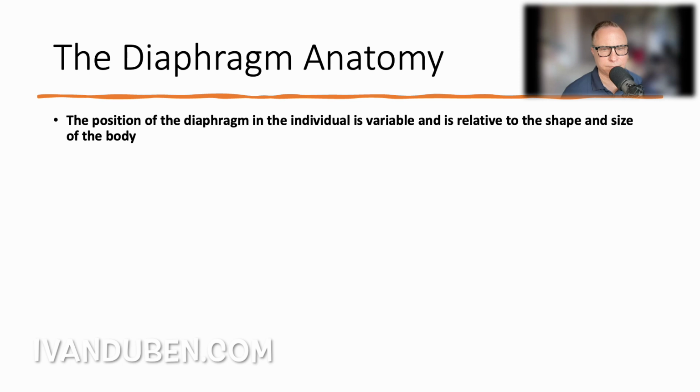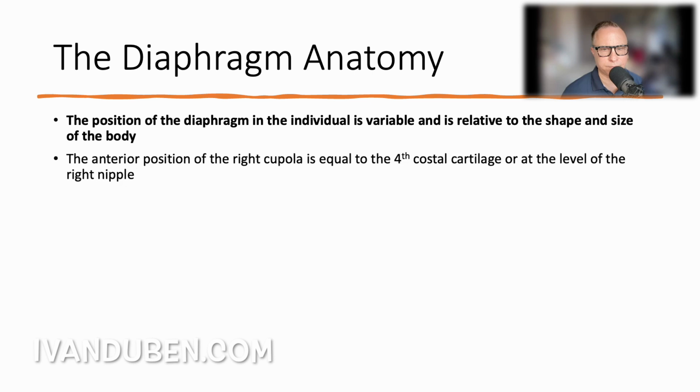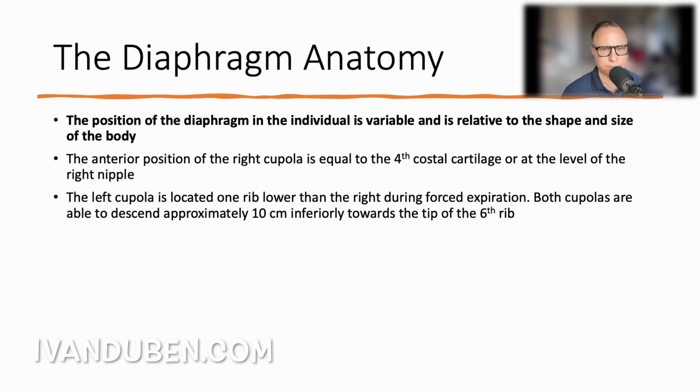The position of the diaphragm in the individual is variable and is relative to the shape and size of the body. The anterior position of the right cupula is equal to the fourth costal cartilage, or at the level of the right nipple. The left cupula is located one rib lower than the right during forced expiration. Both cupulas are able to descend approximately 10 centimeters inferiorly towards the tip of the sixth rib.